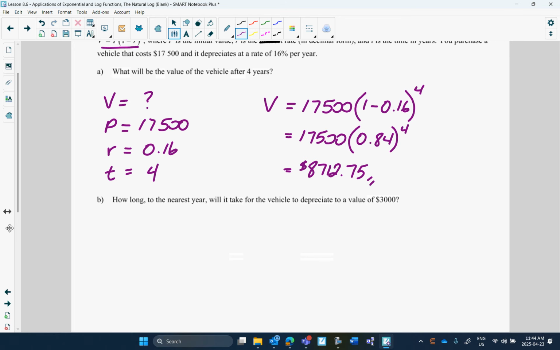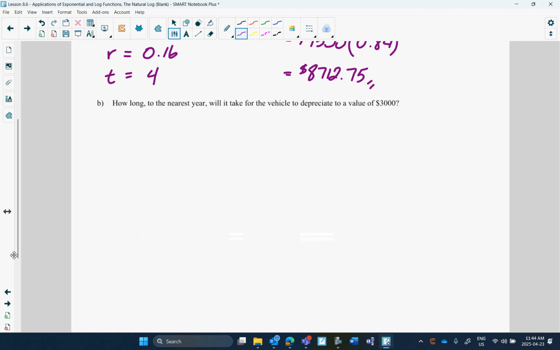Part B. How long, to the nearest year, will it take for the vehicle to depreciate to a value of 3,000? What's the unknown? T. The value of the vehicle after depreciation is 3,000. The original value of the vehicle is still 17.5, and the rate of depreciation is still 0.16. So you should be able to write your equation now.